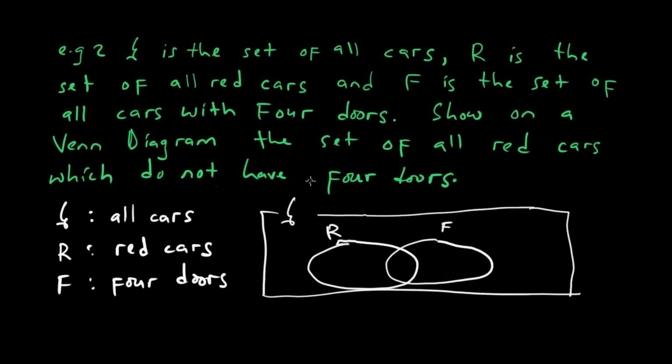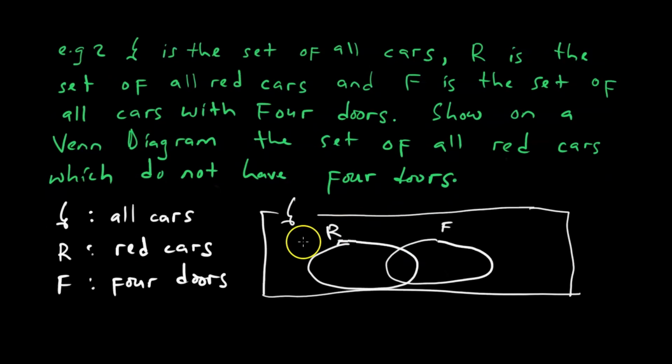Let us look more closely at our question. There are 2 ways of going about this. I want to show you all the ways, but you have to pick your poison. So communicate to me which way you find most beneficial. Now, we have been told that we have to show on a Venn diagram the set of all red cars which do not have 4 doors.